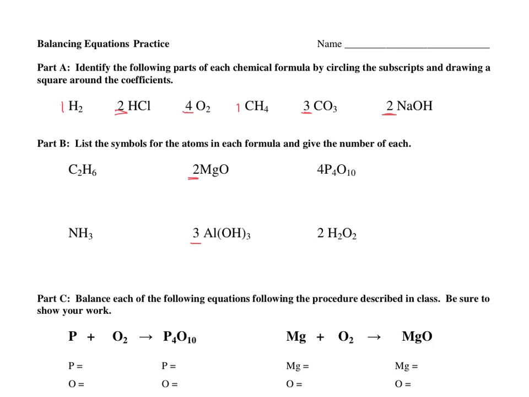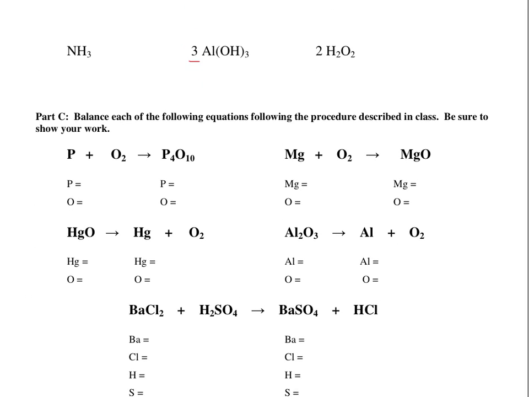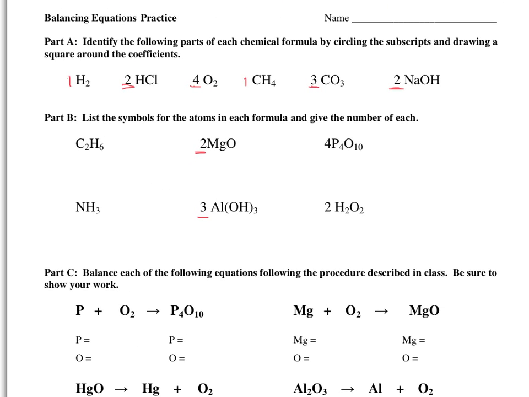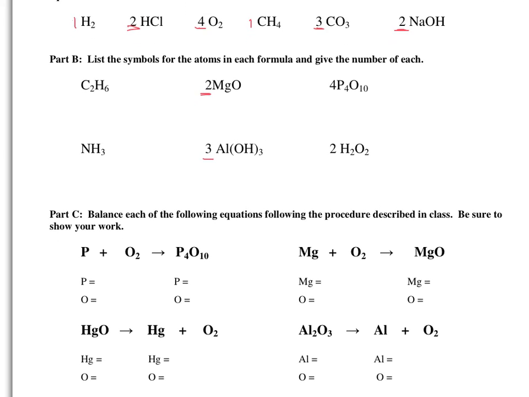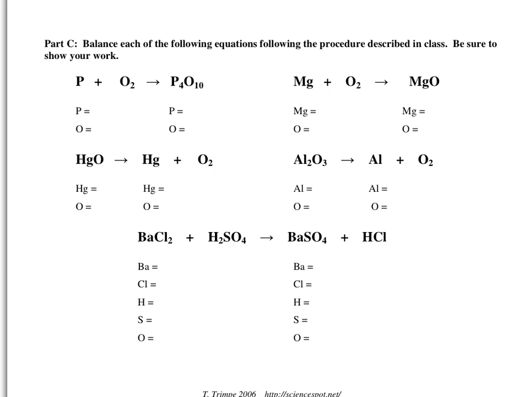So coefficients are the only things that we can change in balancing an equation. Remember, we must balance an equation because the law of conservation of mass says that you have to have the same number of atoms on either side of the yield sign. So let's look at a few examples here. I'm going to let you read through parts A and B and do them on your own. And then we're going to do a couple of examples of part C.